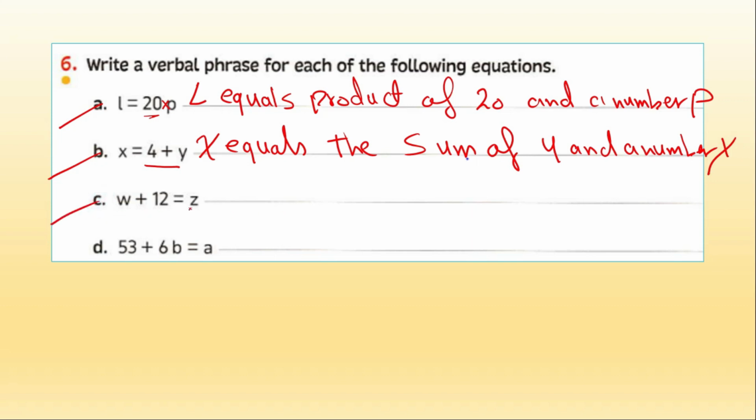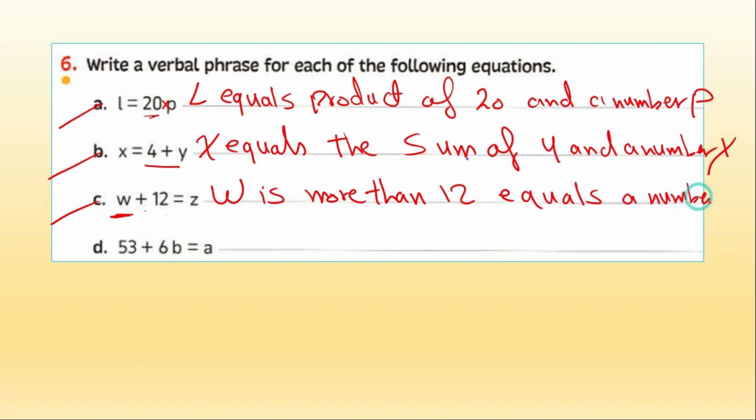W plus 12 equals Z. احنا ممكن هنا نقول ان W more than 12 equals a number Z. يبقى ممكن نقول له W is more than 12 equals a number Z. The last one 53 plus 6B equals A.